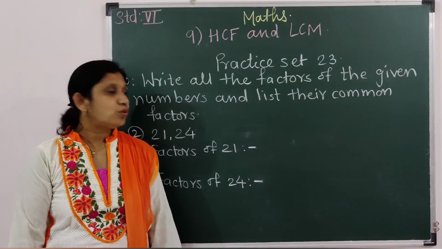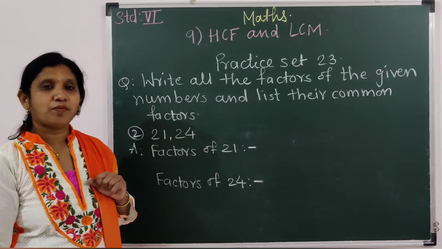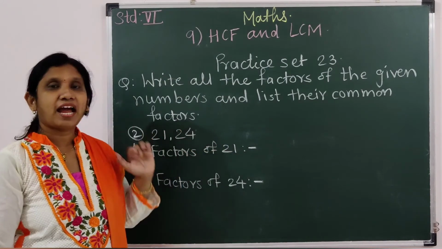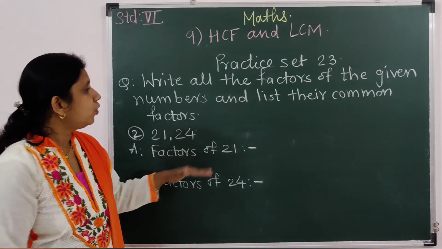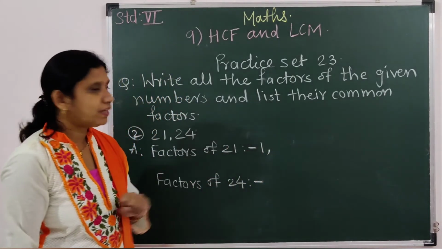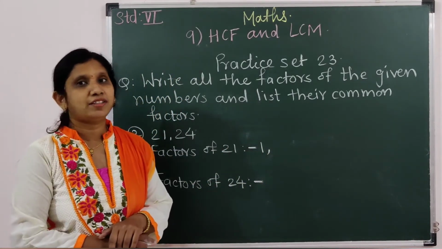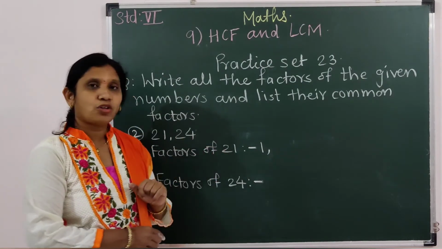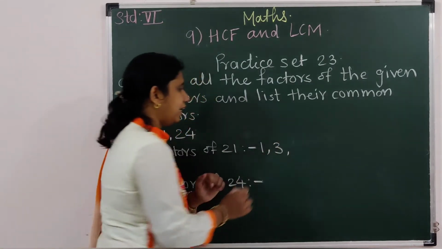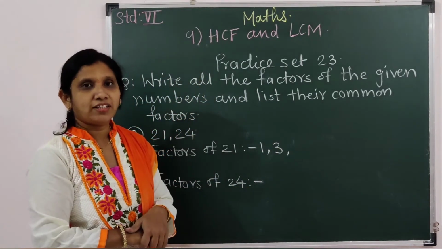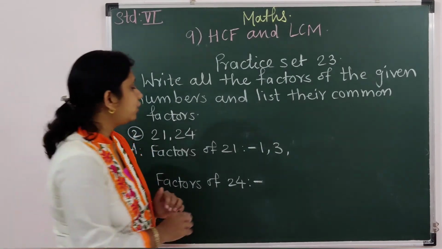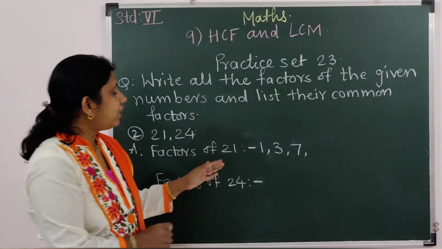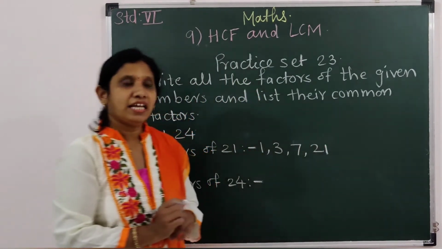Students, let's study the second example of the same practice set 23. We have to write here factors of 21 and factors of 24. So 1 we are going to write. On unit place digit is 1, which is odd number, so it is not divisible by 2. 2 plus 1, 3. Yes, 3 is divisible by 3, so 21 is also divisible by 3. Then next, in the table of 4 it is not there, 5 not possible, 6 not possible. Yes, 7 3s are 21 and 21 is divisible by 21 itself.